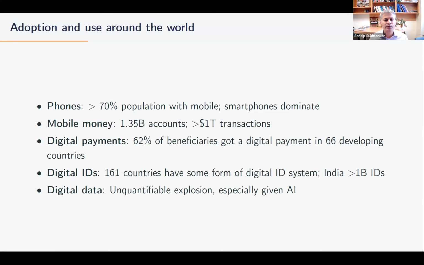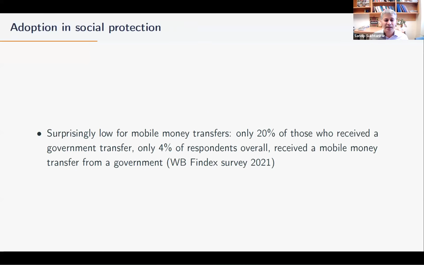What about using these technologies in social protection? This, again, comes a little bit as a surprise: few governments are actually using mobile money to make transfers to beneficiaries. Now, this doesn't mean that person-to-person transfers aren't very high, or that NGOs are not using it, but governments themselves seem to be a little bit reluctant.